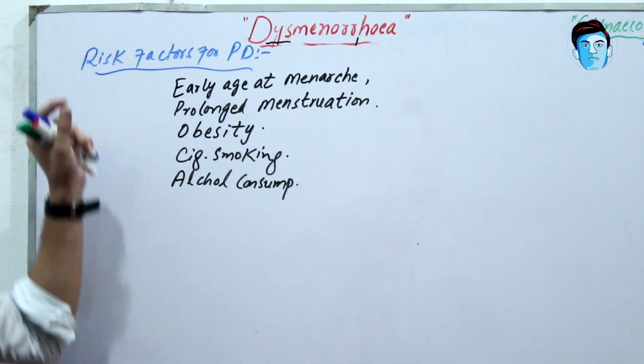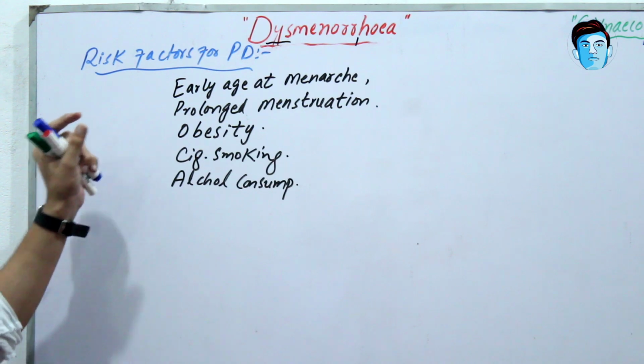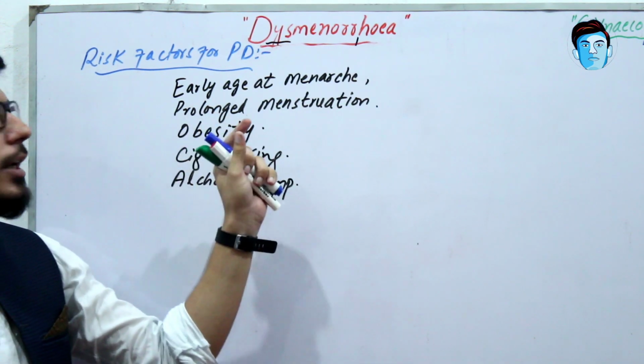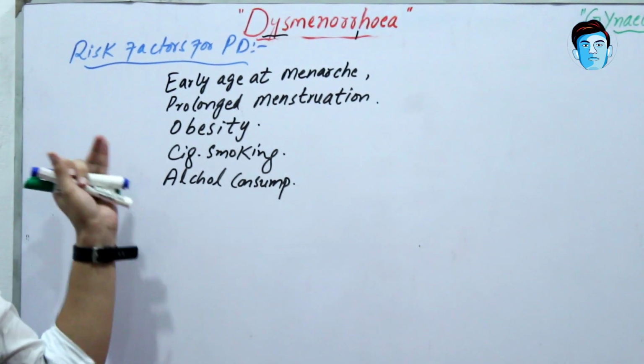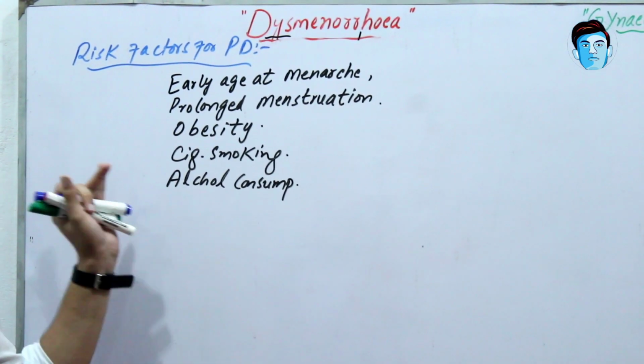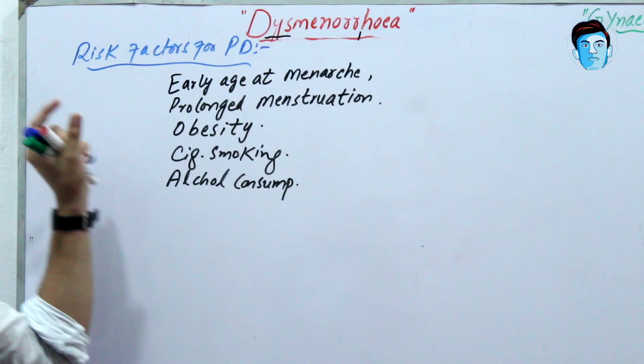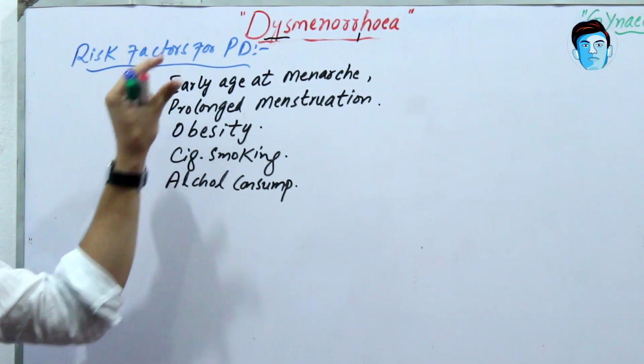So what are the risk factors for primary dysmenorrhea? That is early age at menarche, roughly less than 12 years, prolonged menstruation, obesity, cigarette smoking, and alcohol consumption. So that's all about the risk factors for primary dysmenorrhea.